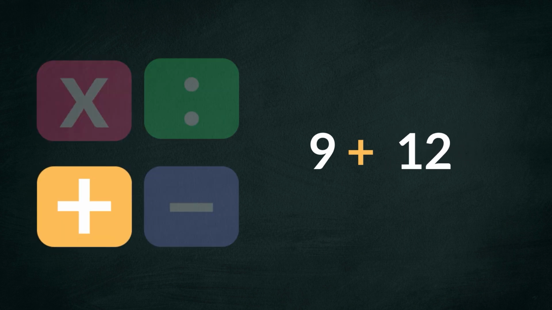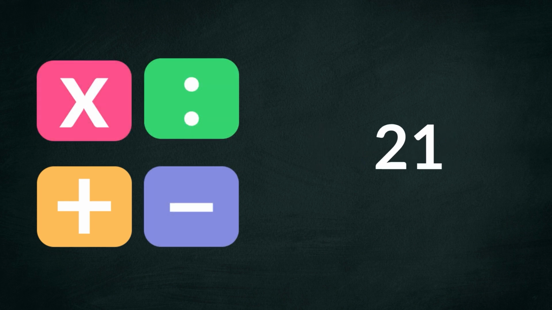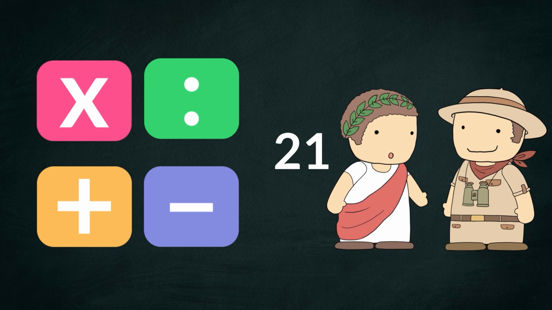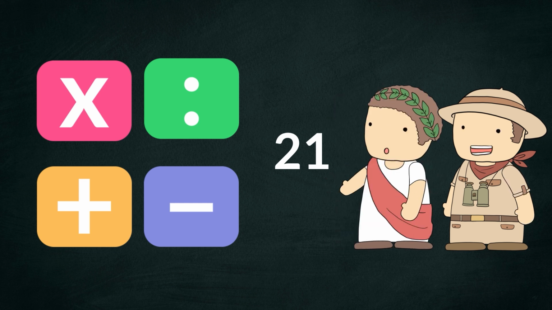Then the addition, 9 plus 12 equals 21. Oh, that's what my teacher said I did wrong. Yeah, it turns out we need to calculate the multiplication first. But this is not the end of order of operations.